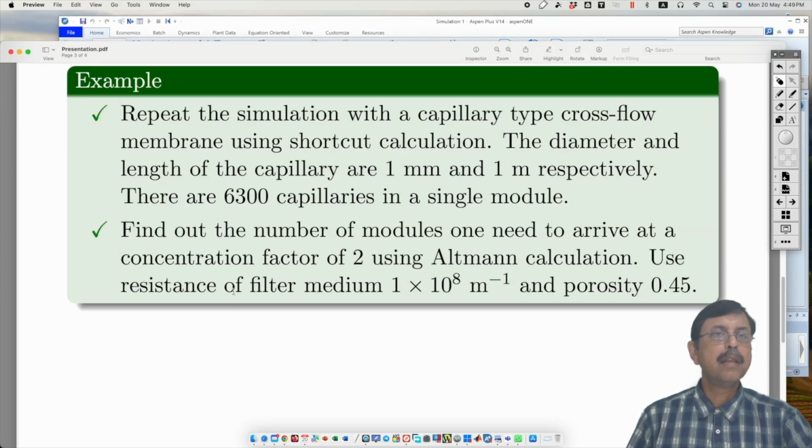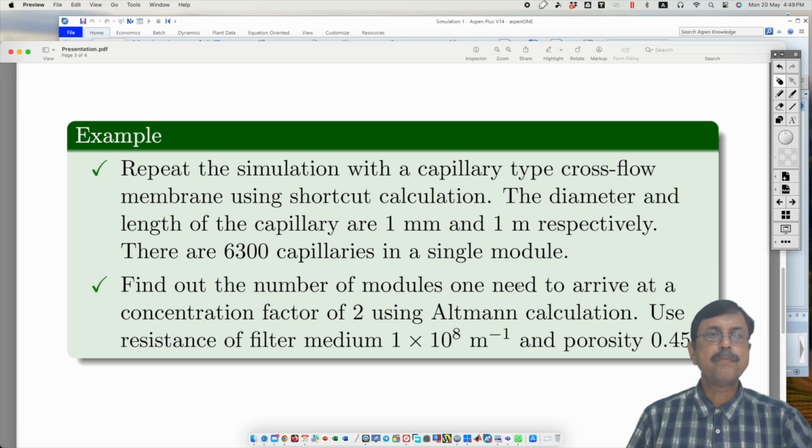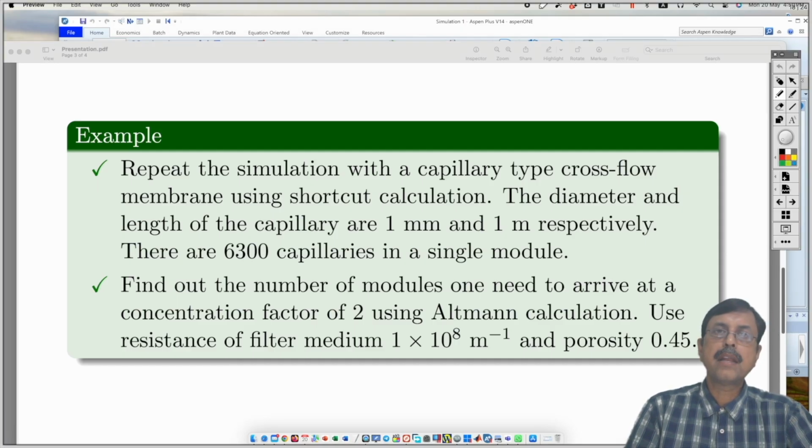Now let us design it. So find out the number of modules. So this is one module with 1 millimeter dia capillary and 1 meter length, and 6,300 capillaries in a single module. So number of modules one need to arrive at a concentration factor of 2 using Altman calculation. So we no longer use the specific flow rate decided by the shortcut method. Rather, we will use Altman calculation.